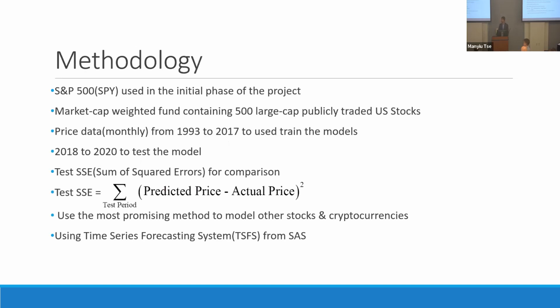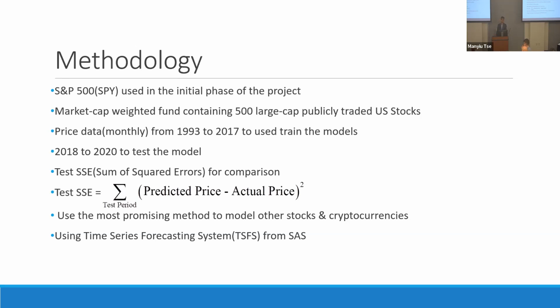So for this, I'll be using S&P 500 for the initial phase of my experiment. S&P 500 is basically a market cap weighted fund containing top 500 largest companies in the US stock market. And I've used monthly data from 1993 to 2017 as training data, and the data from 2018 to 2020 to test the model. To compare models against each other, I'll be using something called a test sum of square errors, which is basically the square difference between the predicted and the actual price in the test period, which is between 2018 and 2020. And the most promising methods found from this are used in the second half of my experiment in other stocks and cryptocurrencies.